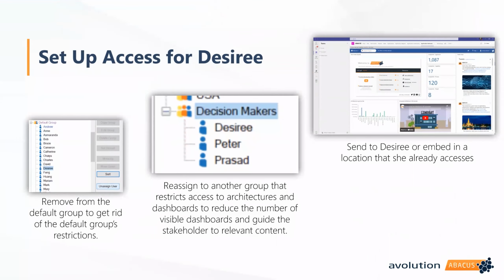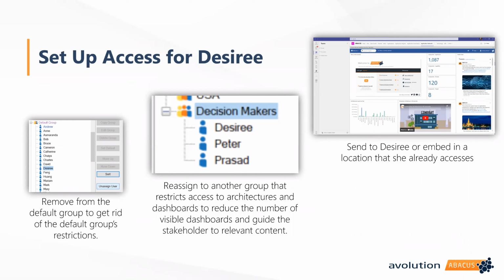And so while this user might be set up in the same way, so she might be initially auto-provisioned as a user, we now need to go back and make sure that her access is going to give her the right level of information that she needs. So this is going to mean removing her from the default group to get rid of the restrictions that are on the default group. And then we're going to need to reassign her to another group that is more appropriate. So in this case, perhaps putting her in that decision makers group.